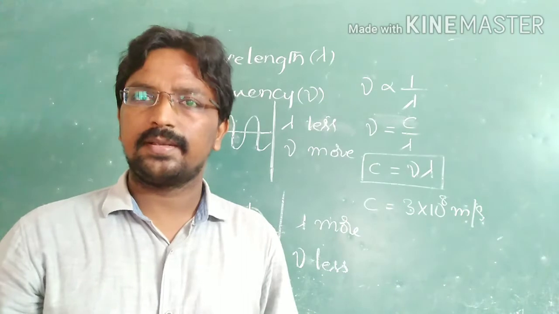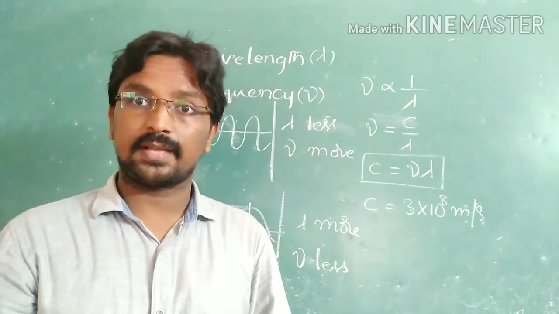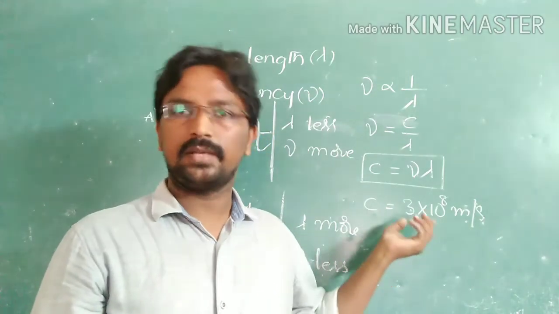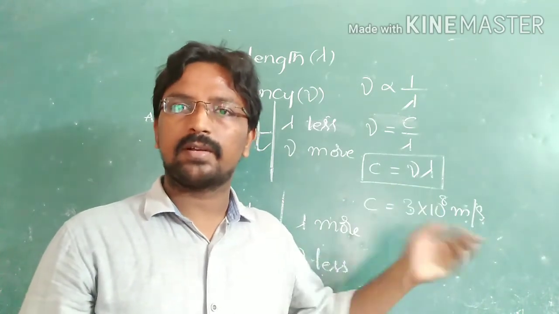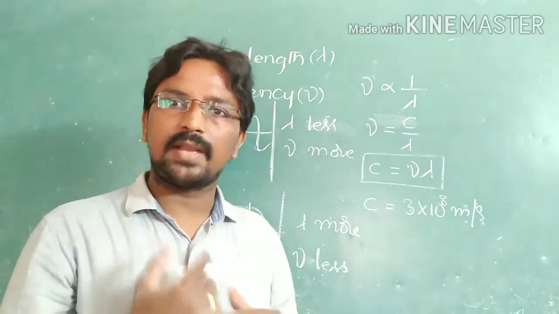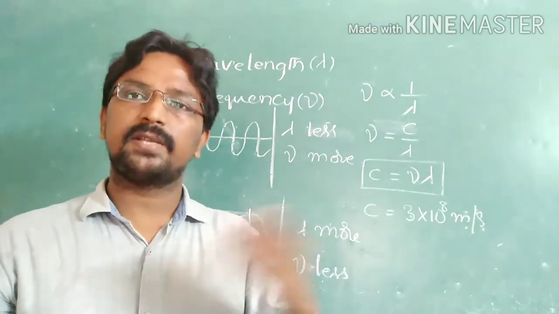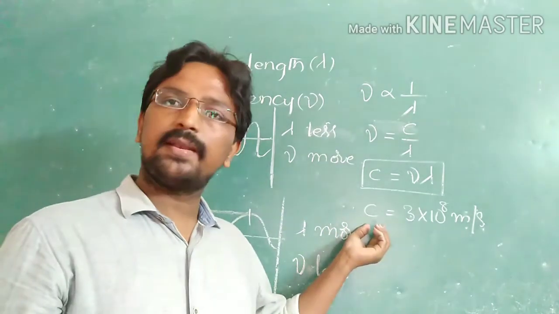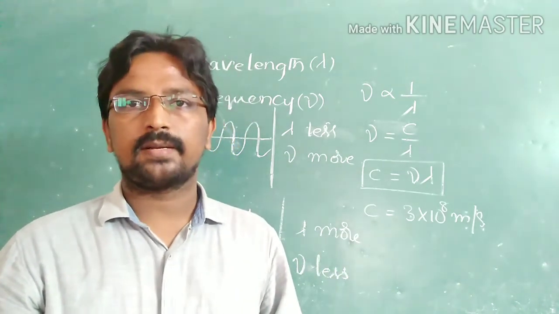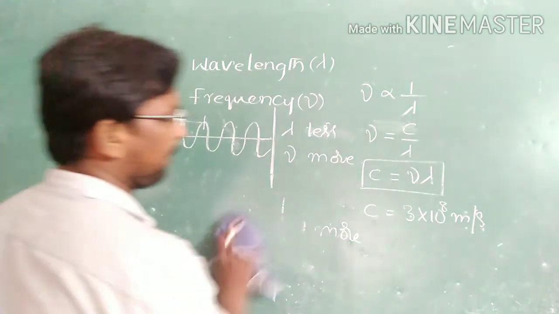Is this relation applicable for sound waves? Yes, absolutely. It is the universal equation. It can be applicable for all waves, right? c is equal to nu lambda. The relation between lambda and nu, that means frequency and wavelength, is inversely proportional. The value of c is 3 into 10 power 8 meters per second, right? So this is about the wavelength.